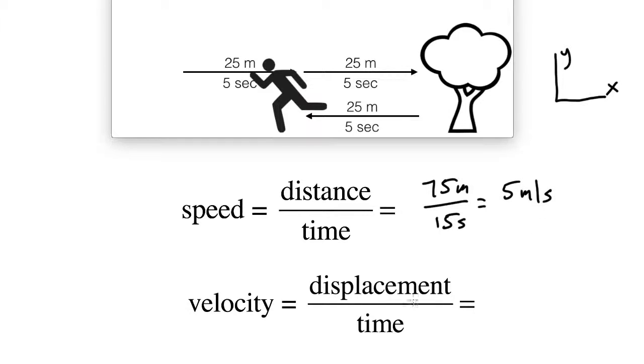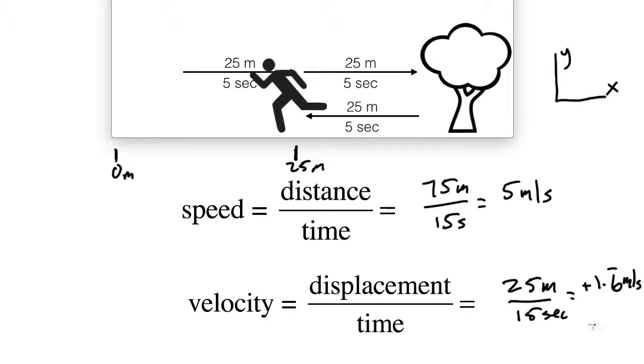Now for his velocity. Well, his velocity, he started right here, which was initial position, which was 0. And now his final position is right here, which is 25 meters. So we just take this final right here and we subtract it by the 0. So this displacement is 25 meters. And the time it takes from doing it is 15 seconds. So this time his velocity is going to be a positive 1.6 repeating meters per second.